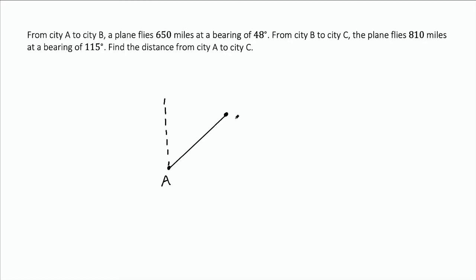So we'll say there's city B. And then we've got, so this is 48 degrees. From city B to city C, the plane flies 810 miles. That's 650. We'll put that right there. The plane flies 810 miles at a bearing of 115 degrees.